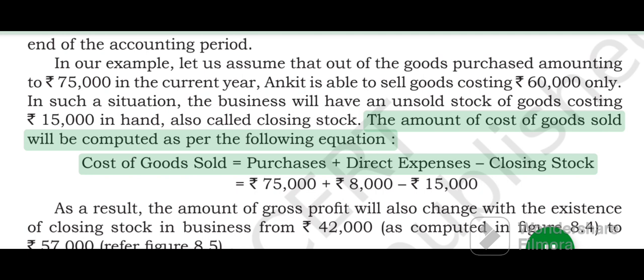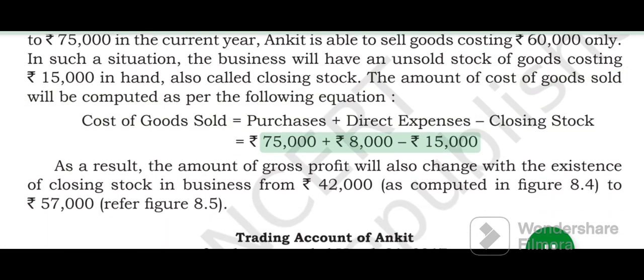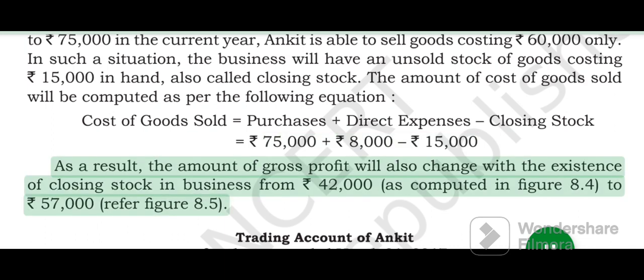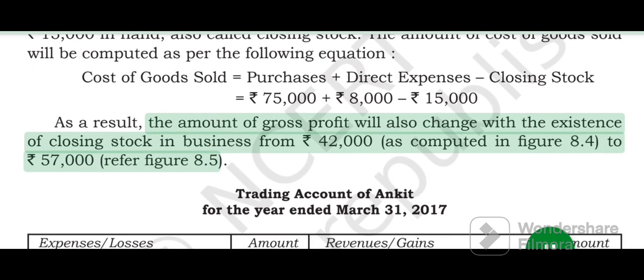The amount of cost of goods sold will be computed as per the following equation. Cost of goods sold equals purchases plus direct expenses minus closing stock: 75,000 plus 8,000 minus 15,000. As a result, the amount of gross profit will also change with the existence of closing stock in business, from 42,000, as computed in figure 8.4, to 57,000. Refer to figure 8.5.